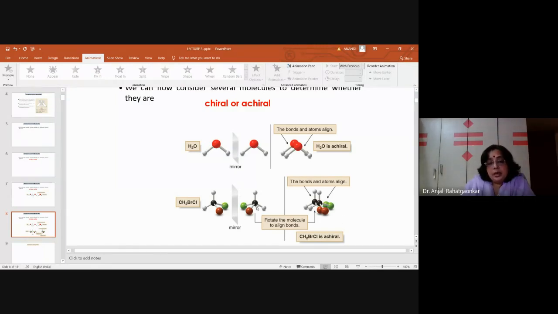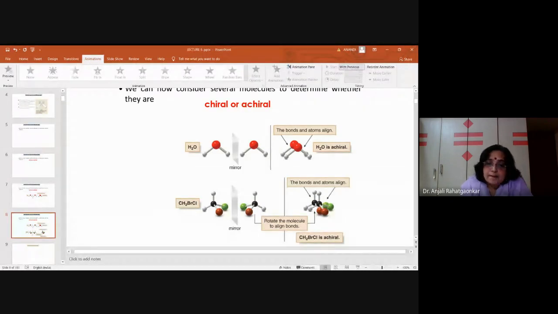I think we discussed this yesterday, because it has a plane of symmetry. If I keep these two atoms in the upward direction and I cut it, I'll get equal halves. Do you remember this molecule?